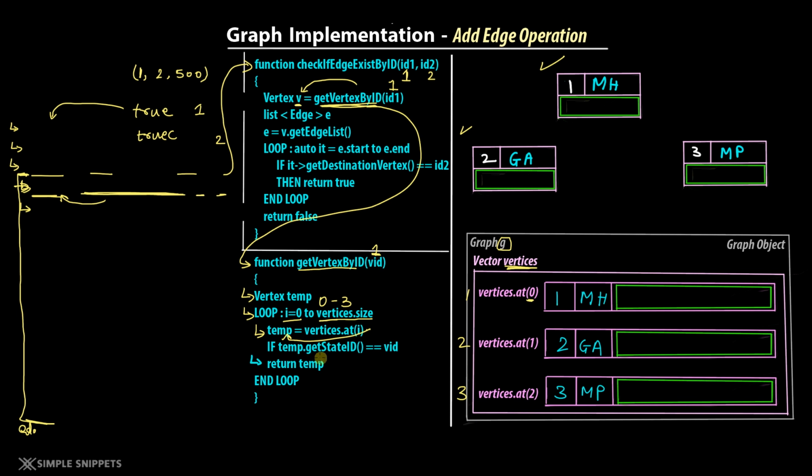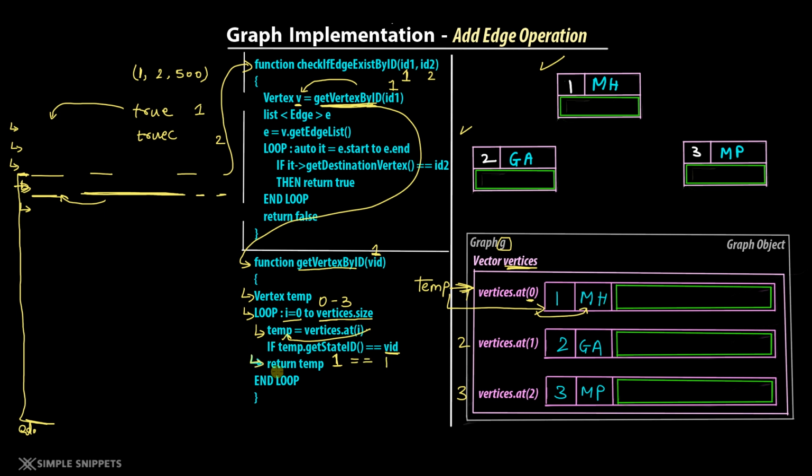Now we will check if temp.getStateID equals VID. Temp is currently having the values of the vertex at 0 index, correct? Which means temp is having an ID of 1 and temp is also having a name of MH and all the edges, which are blank right now. So when you say temp.getStateID, temp is currently having ID as 1, right? Equal to VID. What is VID? We passed 1, correct? Because when we say get vertex by ID, we passed ID 1. VID is nothing but 1. So is 1 equal to 1?